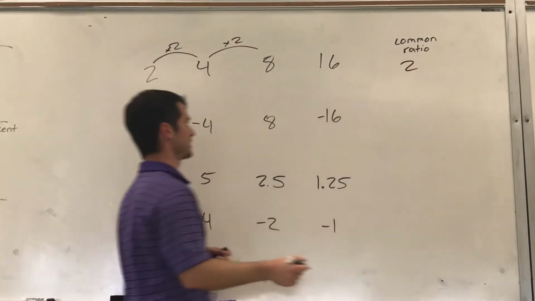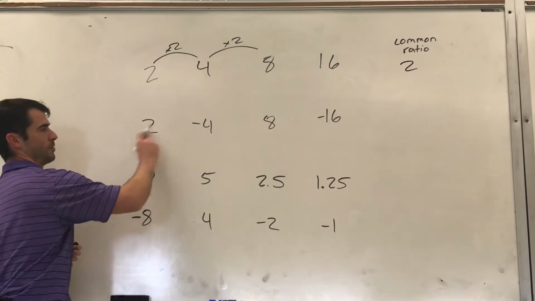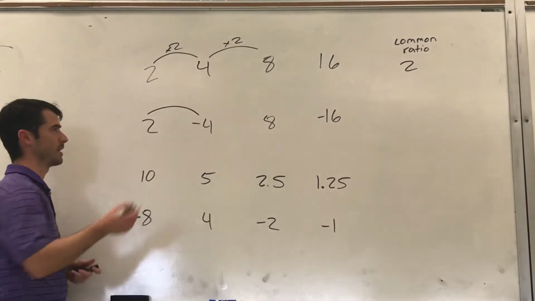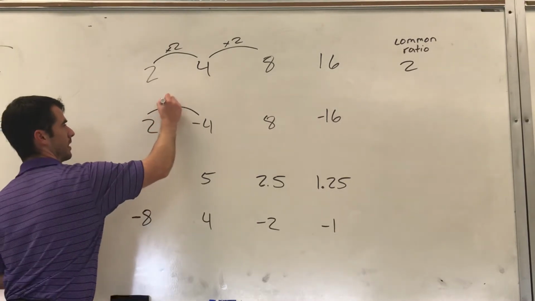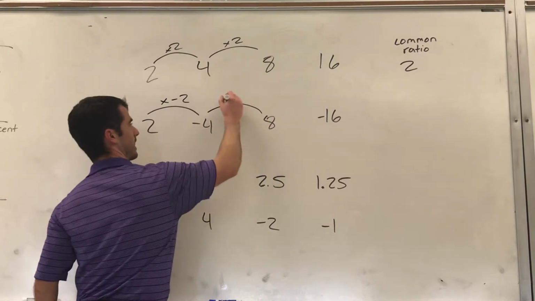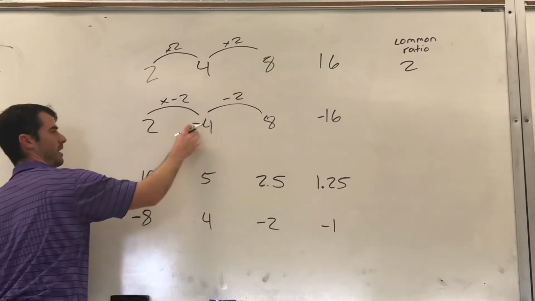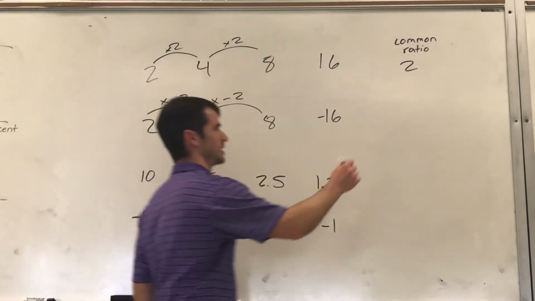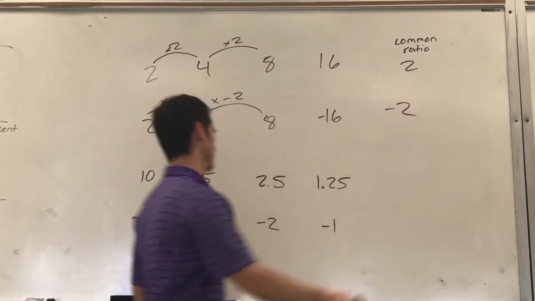Okay? So let's just go ahead and keep doing that. To go from 2 to negative 4, means we're multiplying by what? Negative 2. So we're multiplying by negative 2. Multiplying by negative 2, because if you multiply negative 4 by negative 2, you're going to get negative 8. So our common ratio this time is negative 2.